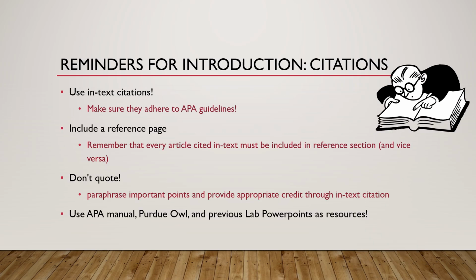Now that you know the flow, that number of paragraphs you need, you have the opener, you have the content, that literature review in the middle, and then you have your closing where you give the hypothesis. Now you want to remember some other things about how you're writing it. So first, citations. Make sure to use those in-text citations throughout. We do not want to plagiarize.